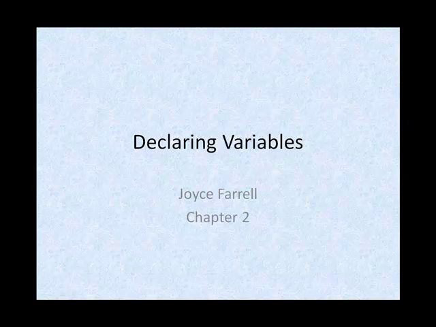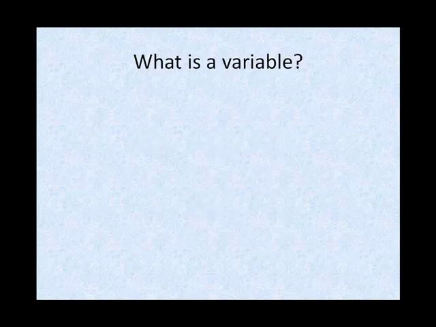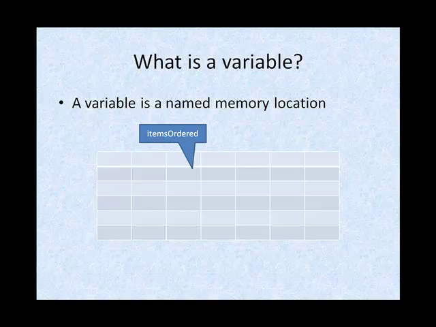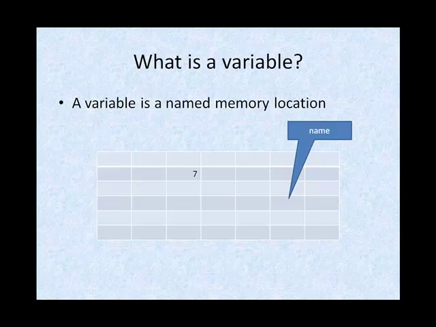Let's talk about declaring variables. First of all, what is a variable? A variable is a named memory location where you can store values. For example, you might have a location called items ordered, and you might store a 7 there. Or you might have a different location called name, and you might store Smith there.